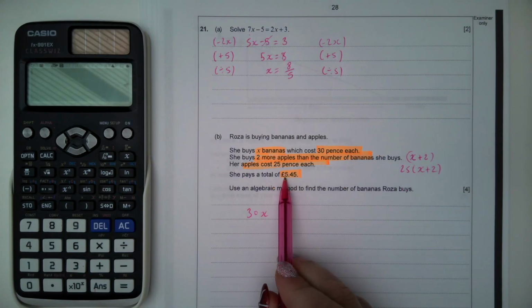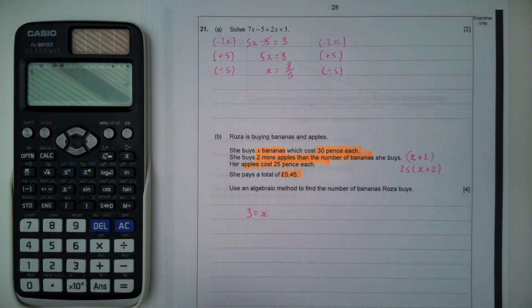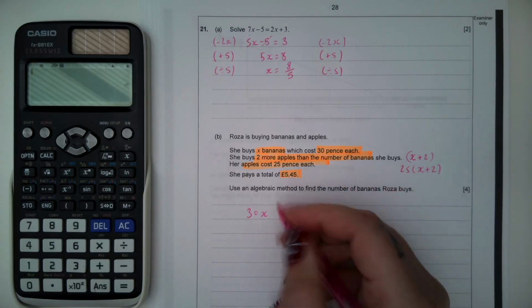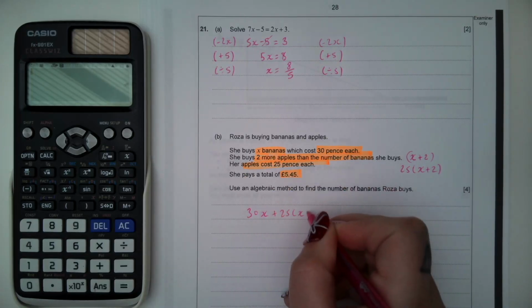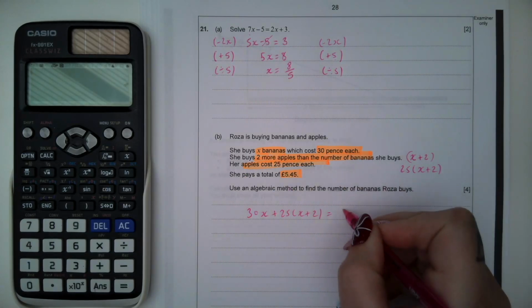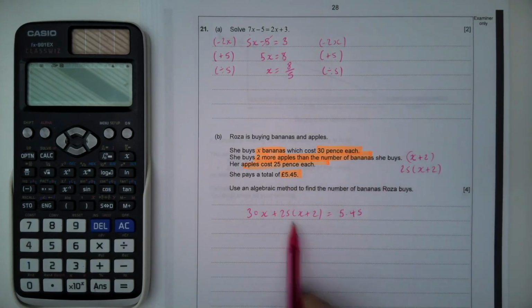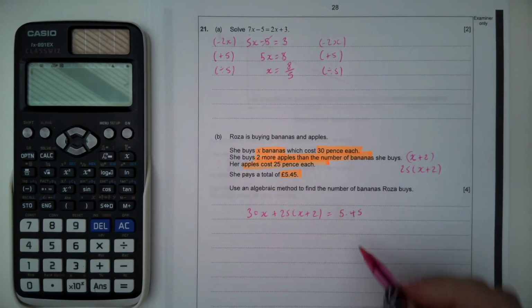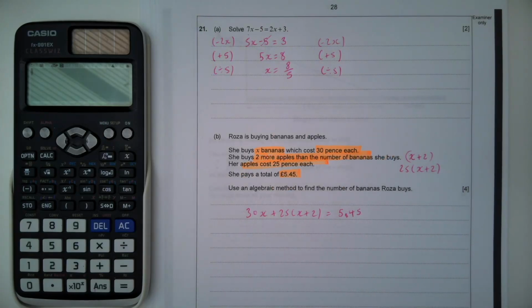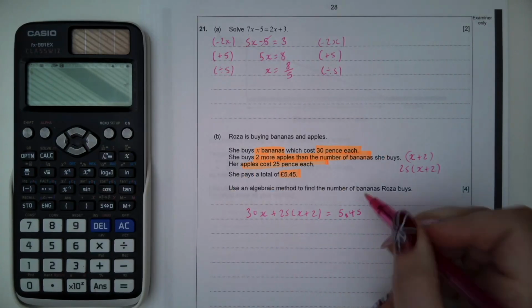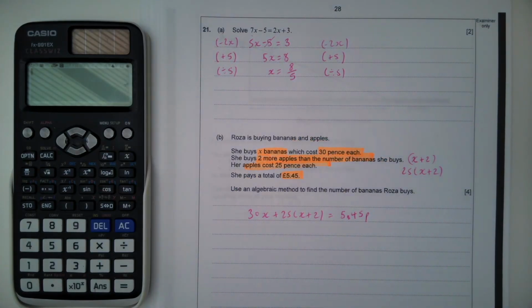She pays £5.45 in total. So what we're going to do is add the total of bananas and the total of apples, and it should cost £5.45. Now we're dealing with pence here, so I'm going to ignore that decimal point and deal with pence instead of pounds. So now we've formed an algebraic expression. 30x add 25 multiplied by this bracket is equal to 545. Remember, we're dealing with pence right now.